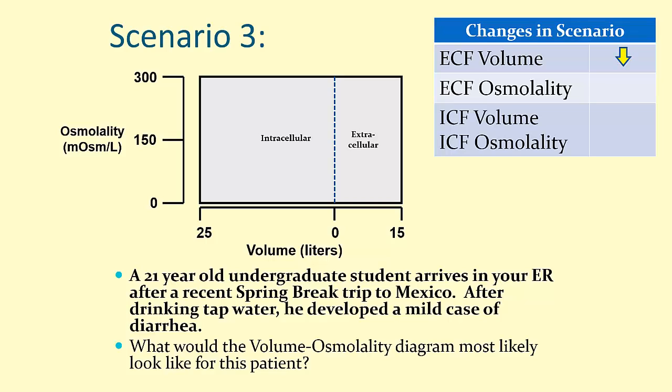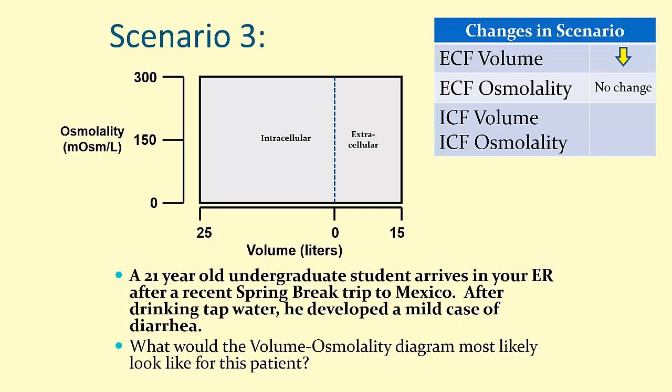Now it gets a little bit trickier when we imagine what would happen to the extracellular osmolality. As the patient experienced diarrhea, it wasn't just fluid leaving the body. There were also a number of solutes such as sodium chloride and glucose. In fact, the fluid lost from the body is approximately isotonic with mild diarrhea, so there will not be a large-scale change in the extracellular osmolality.